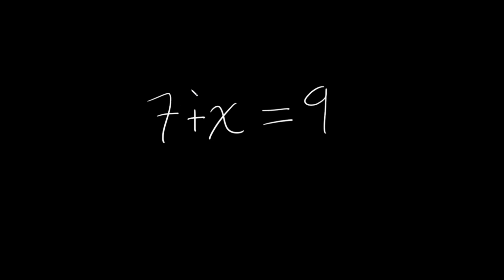7 plus x equals 9. So I know I haven't told you how to solve this yet, but we could just take a look at this and realize that if x were equal to 2, well, this equation would be true, right? 7 plus 2 equals 9. So hey, x is equal to 2 is a solution to this equation.